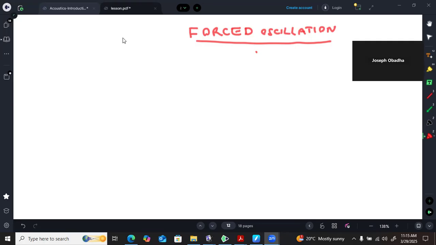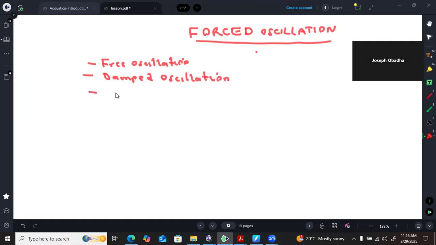In our previous lessons, we discussed two types of oscillation. We discussed the free oscillation. We discussed the damped oscillation. So in both cases, there was no external force applied.